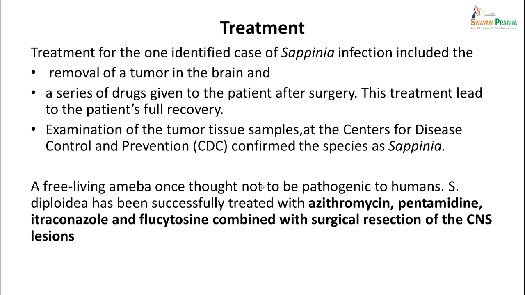Treatment for most cases is difficult. In the one identified case, they removed the tumor that was in the brain. They gave him a series of drugs after surgery, and this led to the patient's full recovery. Examination of the tumor tissue was done at the CDC, and they confirmed the species as Sappinia, which was causing the infection. Free living amoebae, once thought to be not pathogenic, are now seen to be pathogenic, but can be treated with azithromycin, pentamidine, itraconazole and flucytosine combined with surgical resection if needed. So that is how the treatment is done.